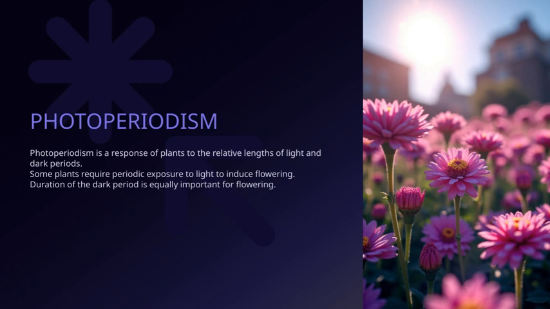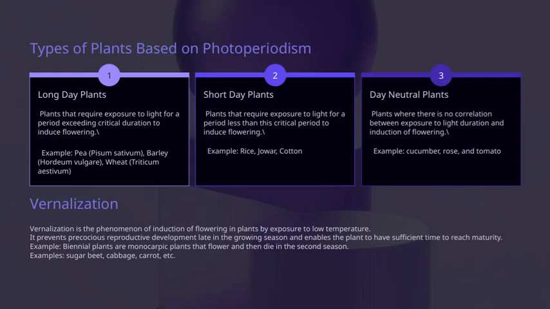In fact, the length of darkness can determine whether a plant flowers or not. This concept helps us understand how plants adapt to their environments and synchronize their growth cycles with seasonal changes. It's a perfect example of how environmental factors influence plant behavior, fitting into the larger picture of plant physiology and adaptation we've been exploring.